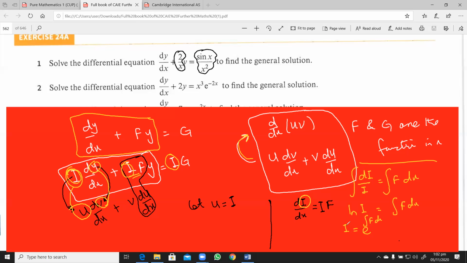Once you get this I, whatever the equation you have, you will multiply the whole equation with that, and you will see what will happen. Let's start solving the questions from the first, this exercise 24a. Are you ready for that, guys?